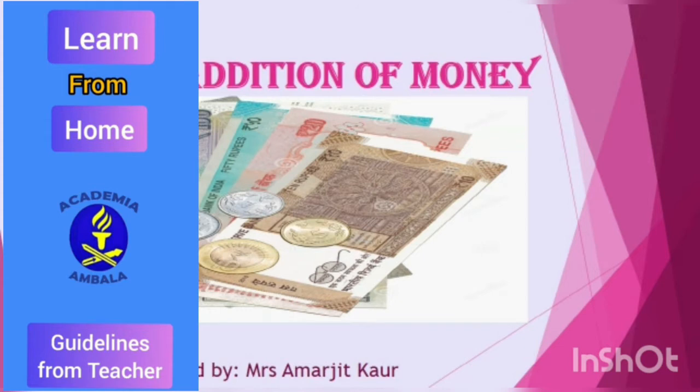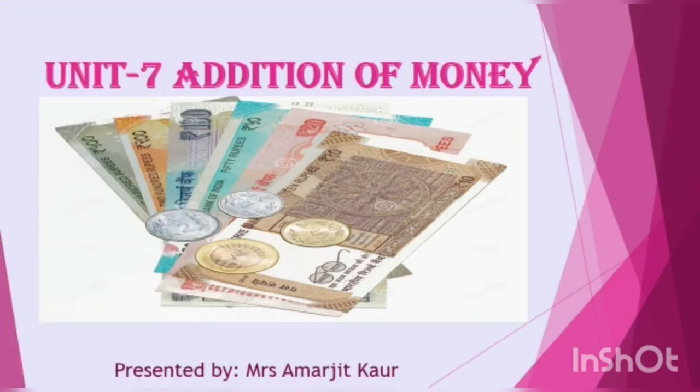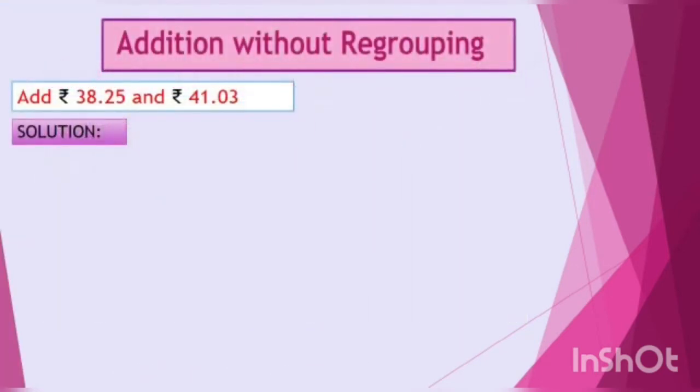Today we are going to understand the concept of addition of money. So let's start with the addition of money without regrouping. Our question is, add rupees 38 and 25 paise and rupees 41 and 3 paise. Let's start solution.